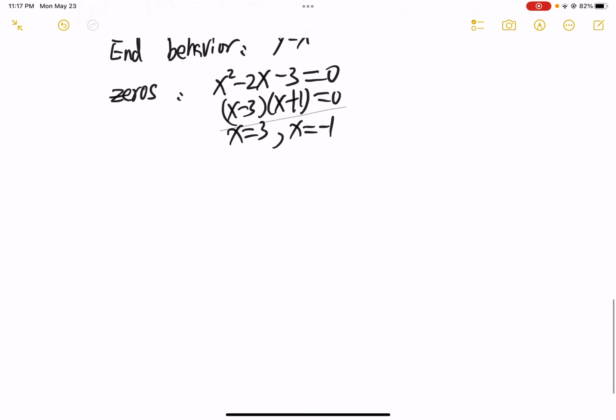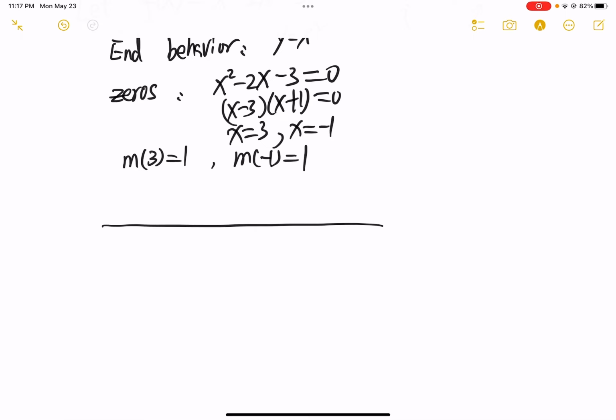So the graph will be, and the multiplicity of 3 equals 1, and the multiplicity of -1 equals 1. So that means the curve will cross the axis at these points. So this is -1, and this is 3. The behavior would be this one. So with the end behavior, the curve will cross this part and cross this part. So this is our graph.